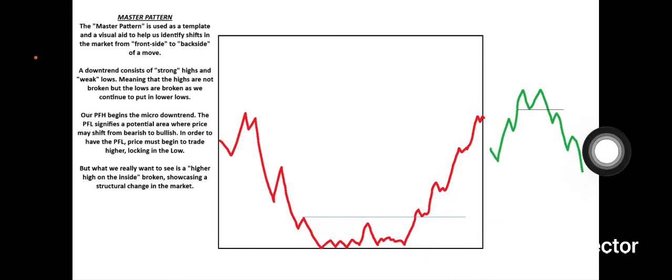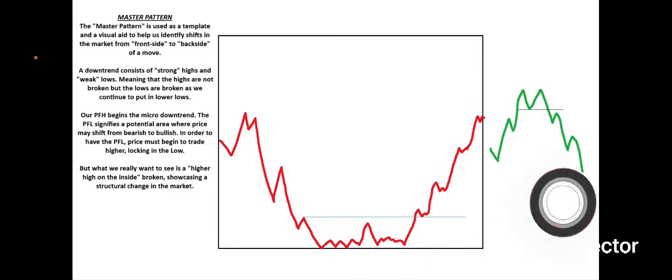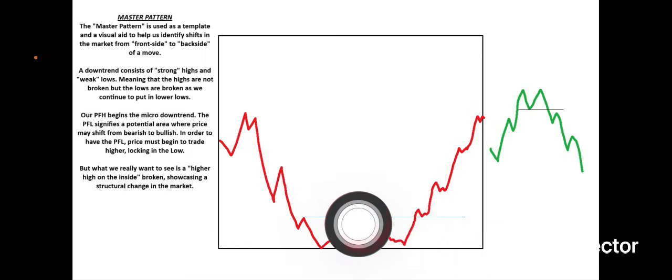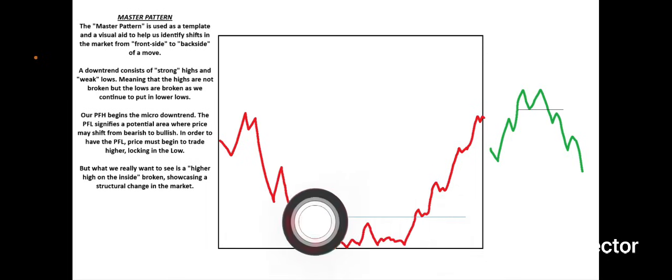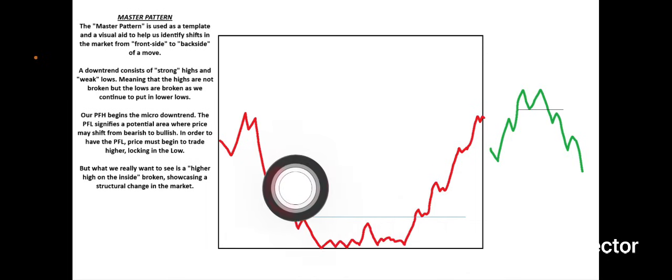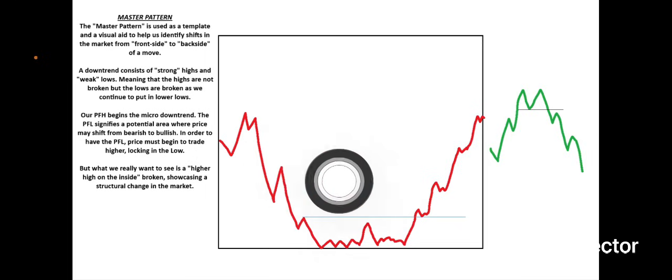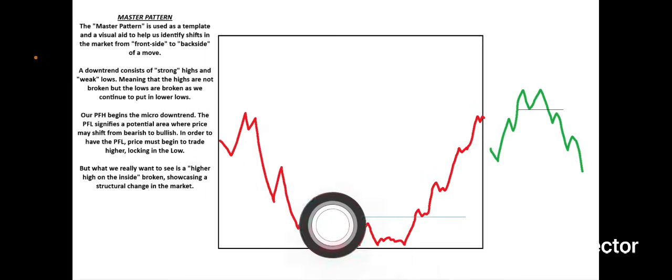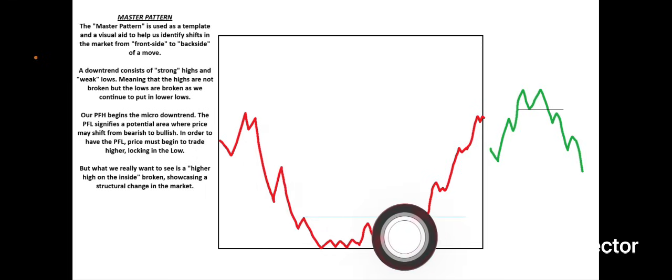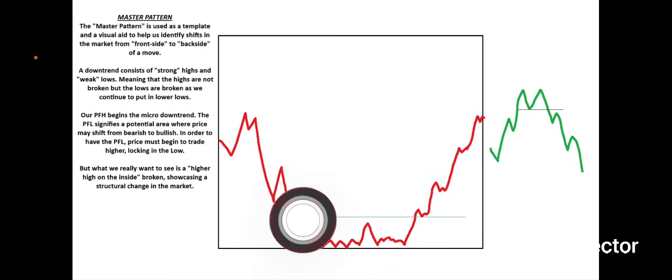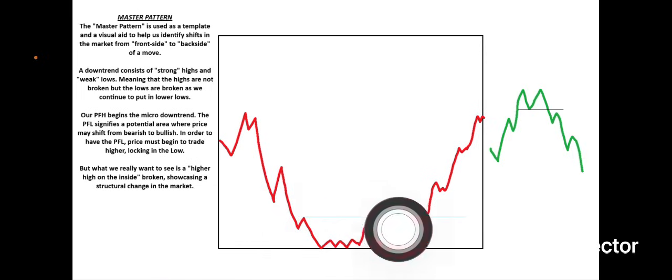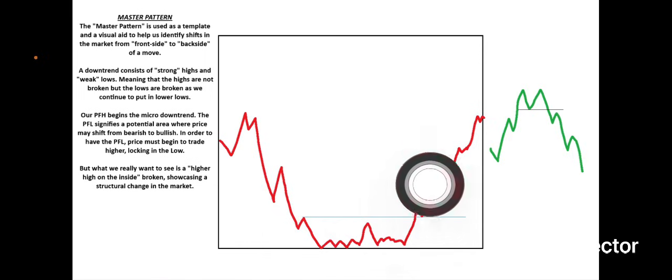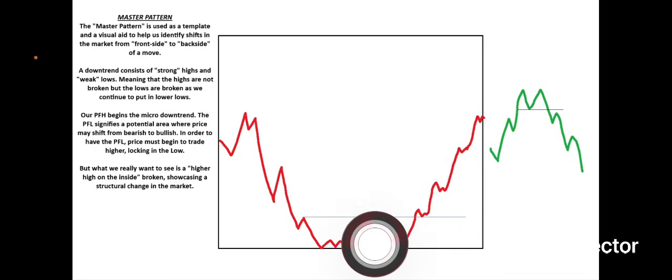But what we really want to see is a higher high on the inside, all right? This is showcasing a structural change in the market because remember, we have these strong highs. None of these highs should be broken as we continue this downward momentum. But when we do have one of these higher highs broken, it could be telling us the market is shifting direction, all right? And now, instead of going lower, wants to go higher.